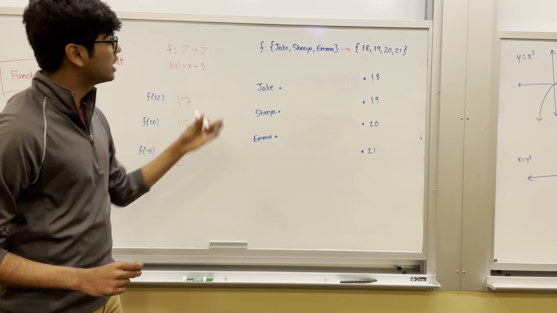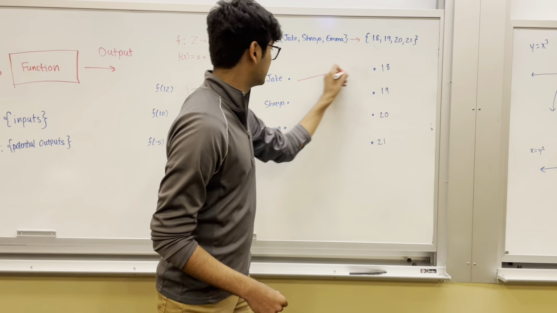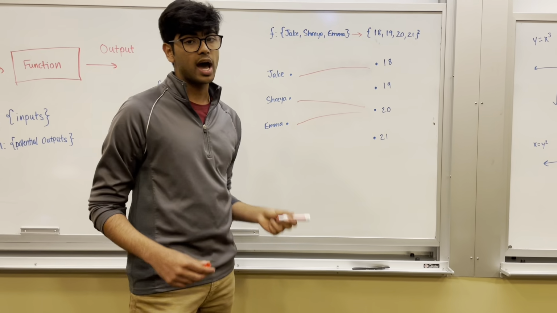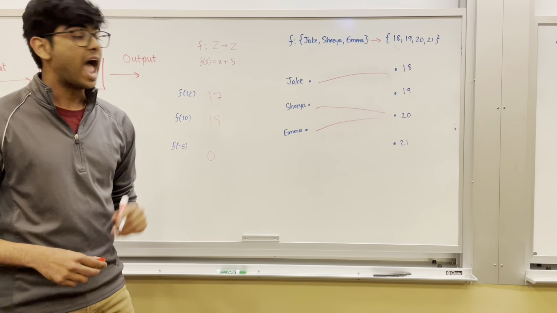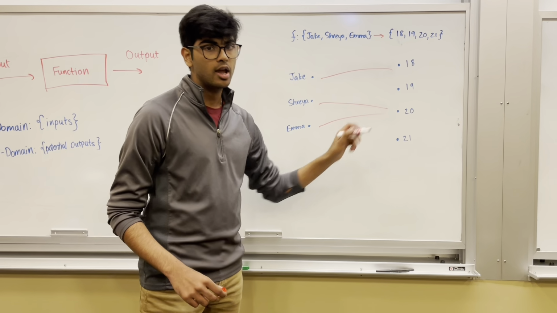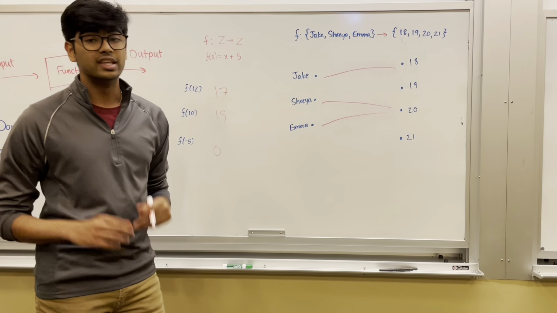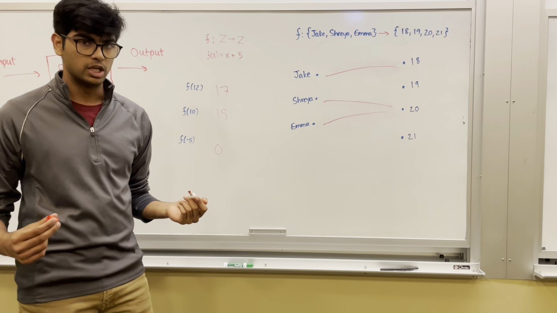Another way that we could do it is to describe the set of the domain to the set of the codomain. Here we have three different students, and we're mapping them to their ages. So Jake is 18, Shreya and Emma are both 20. Notice how 19 and 21 were not included, or were not mapped onto. And this is something important that we have to know. Every element in the domain has to map to an element in the codomain, but not every element in the codomain gets mapped onto. The set of the elements in the codomain that get mapped onto is called the range.